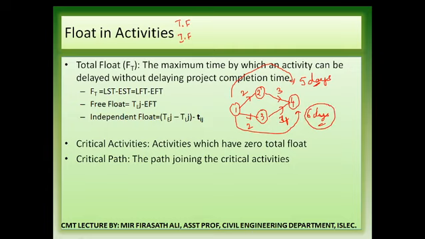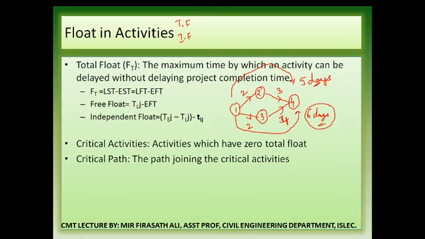So what does it mean? There is 1 day of possible delay in the 1 to 2 and 2 to 4 activities. Either the 1 to 2 activity can be completed in 3 days instead of 2 days, or the 2 to 4 activity can be completed in 4 days instead of 3 days. We have 1 day extra for the 1 to 2 and 2 to 4 activities. That 1 day extra is nothing but float.